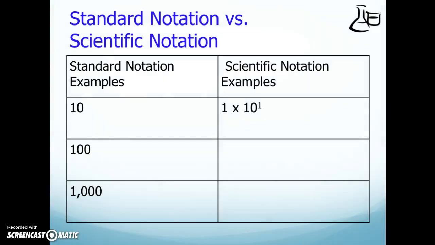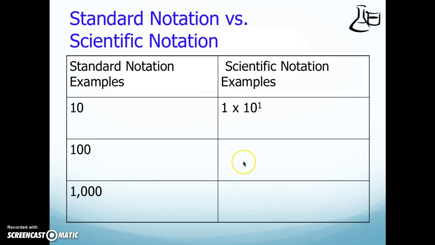So here are some examples of standard notation, which is non-scientific notation, and then the scientific notation example. The number 10 is not a number between 1 and 9, so we are going to move our decimal. We know that the decimal is right now at the end of the number, so you have 10 decimal place. We're going to move it one place to the left to make it a number between 1 and 9, and we end up with 1 times 10 to the first. So the 10 to the first, or that 1 exponent, means that I've moved my decimal one place.